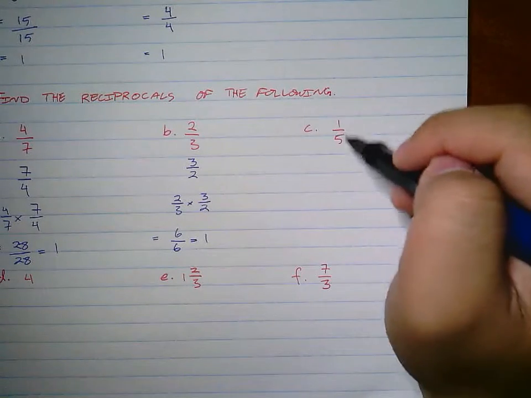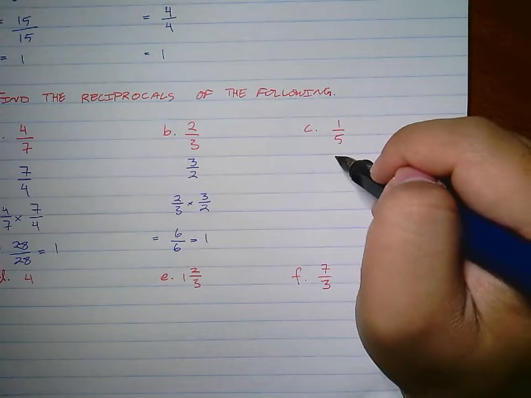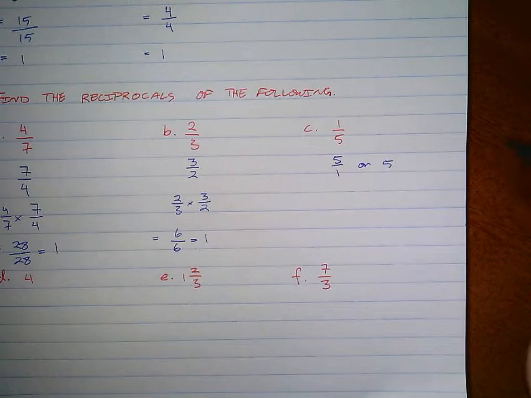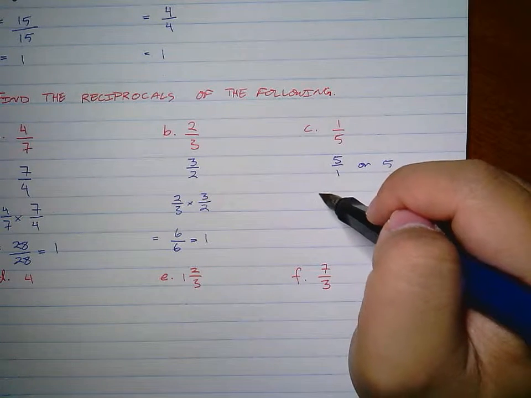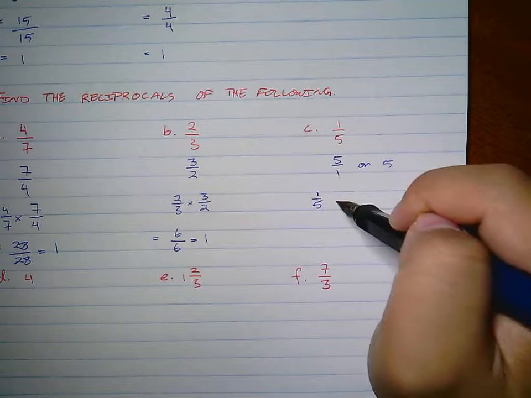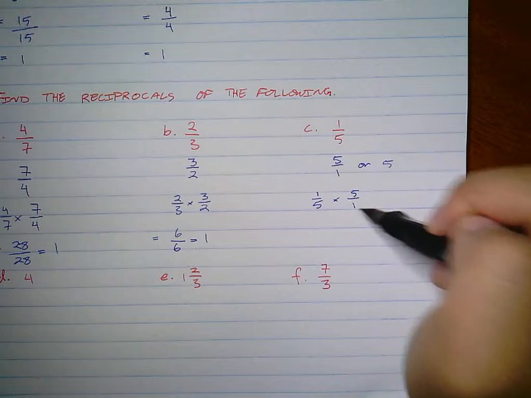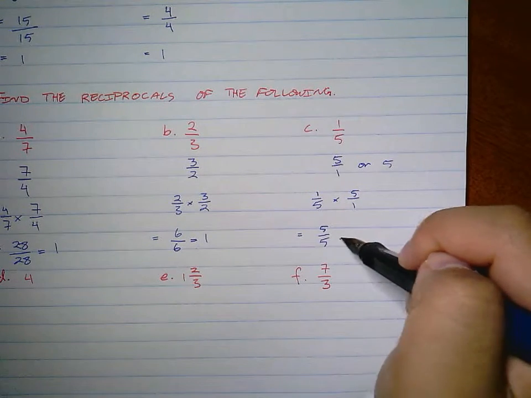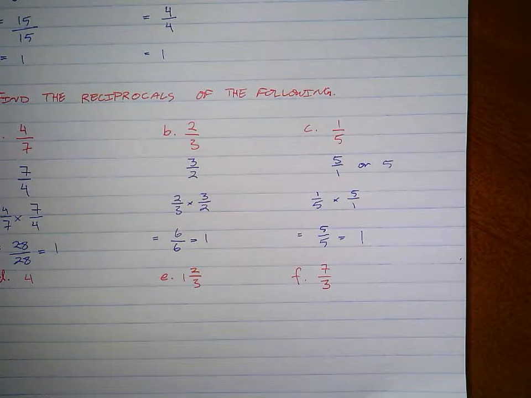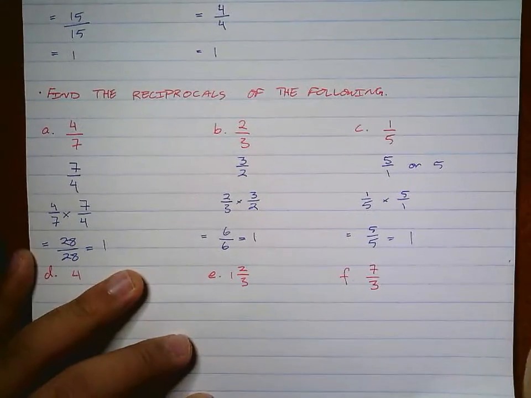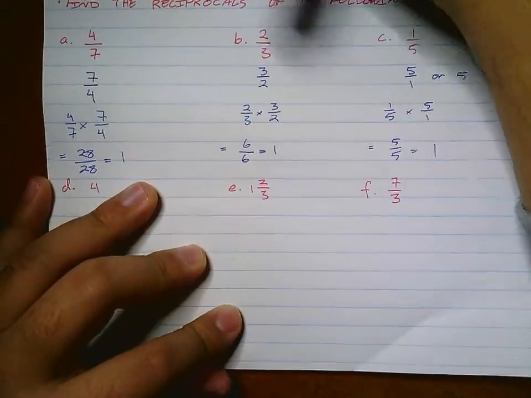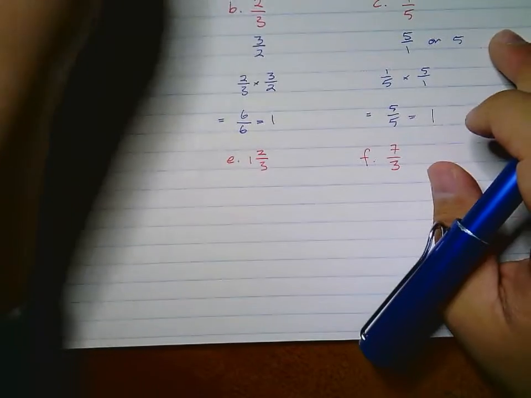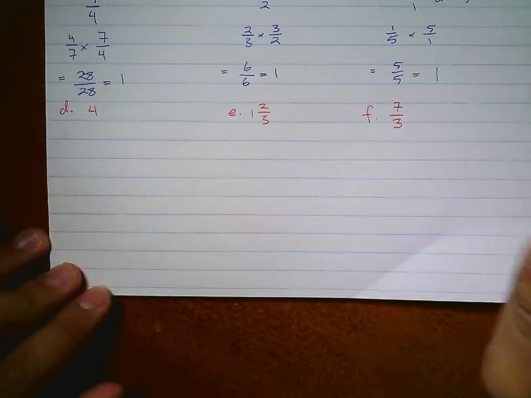The reciprocal of 1/5 is actually 5 over 1, or just 5. We can test this out once again. We can go 1/5 times 5 over 1. That will give me 5 over 5. Once again, it is 1. Because remember, the reciprocals, when multiplied together, will give me a solution of 1 every single time.